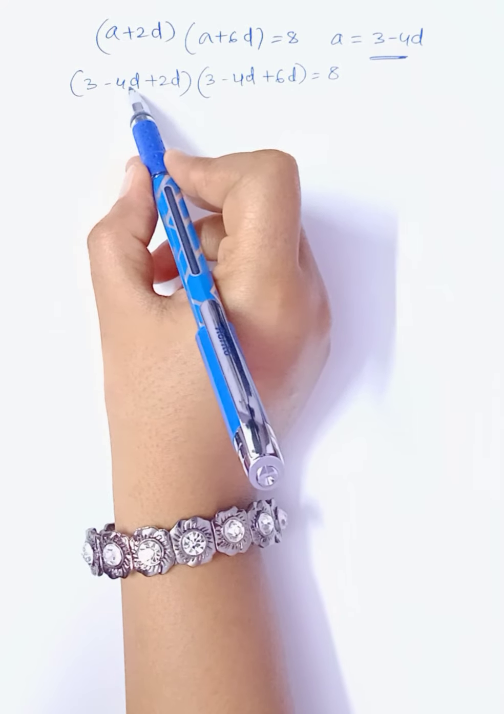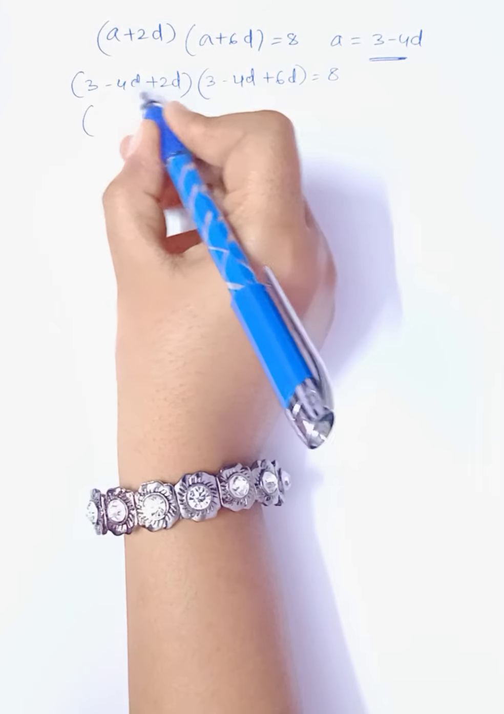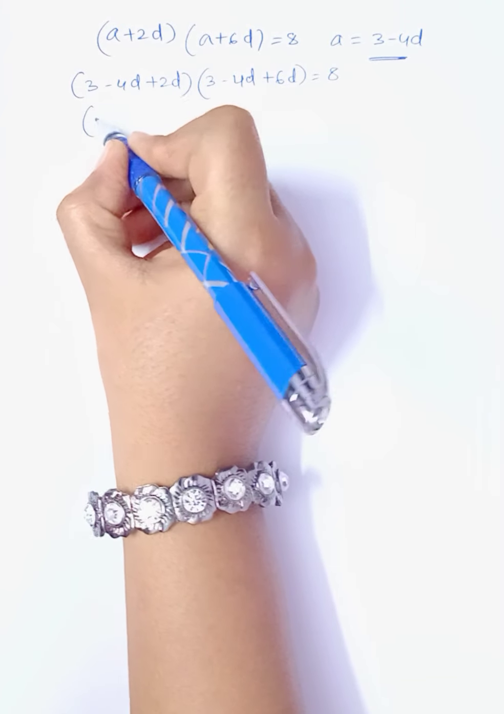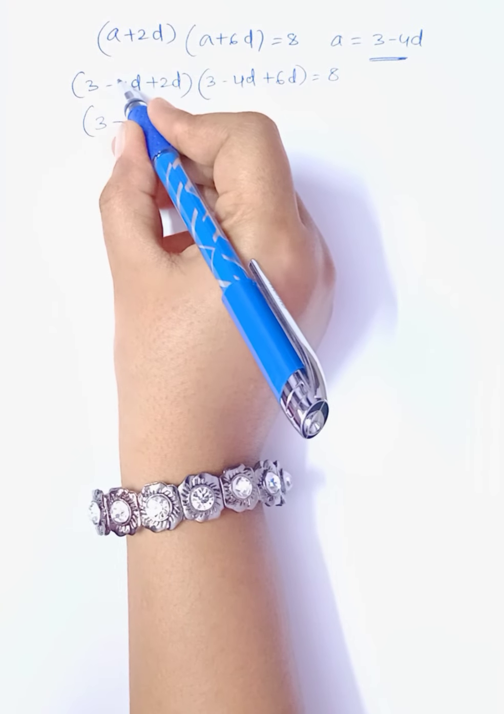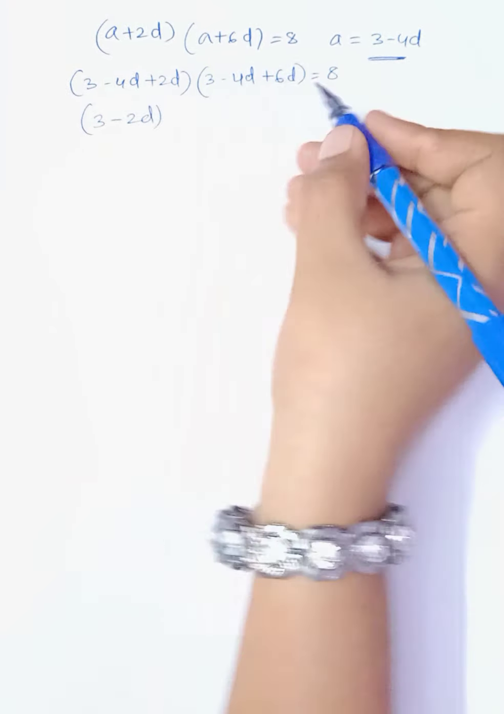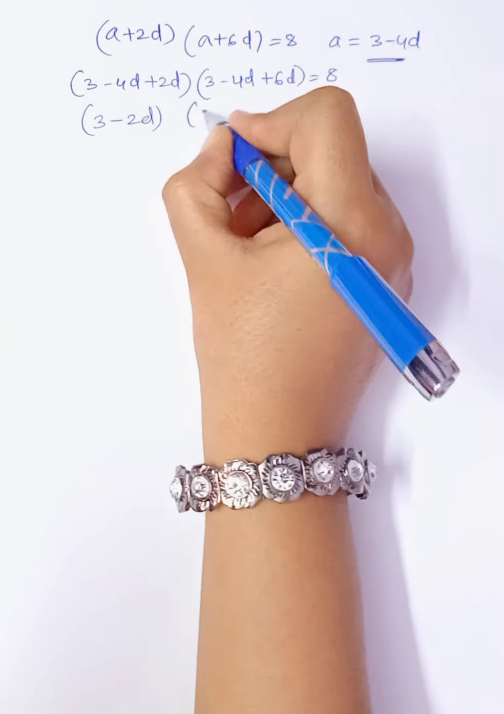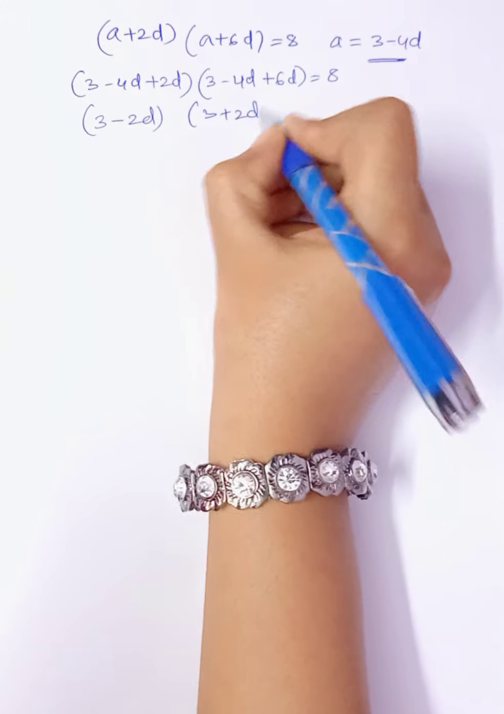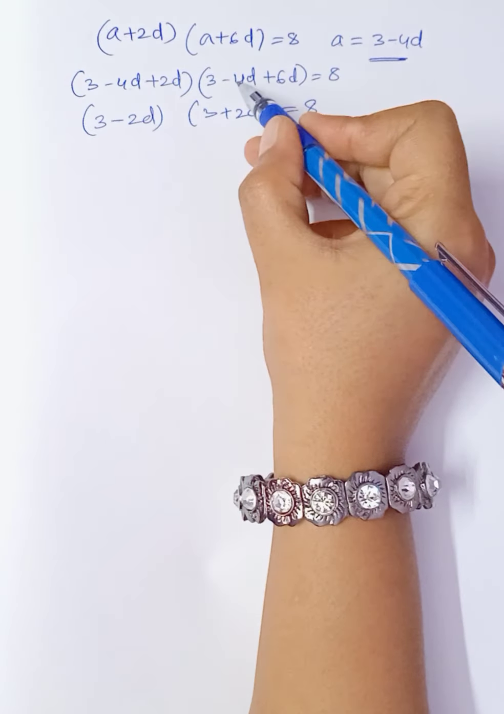It is minus 4d plus 2d. So minus 4 plus 2 will be minus 2. 3 minus 2d. Why is it negative? Because the greater number's sign is negative. 4 is greater. And here, minus 4d plus 6d is 3 plus 2d, which equals 8, because the greater number's sign is positive.